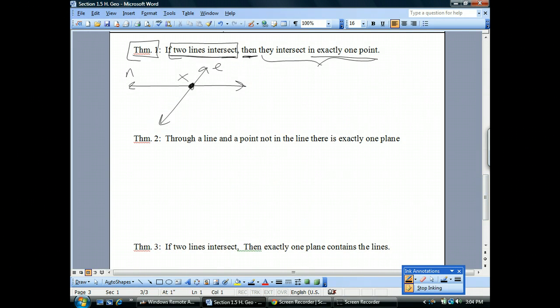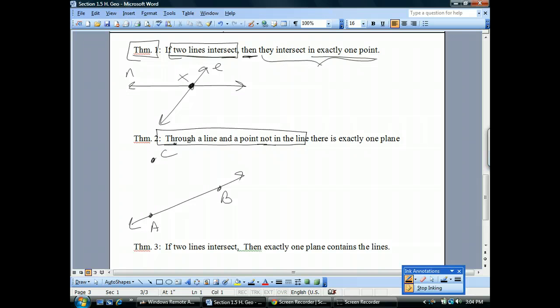Okay? Theorem 2. Through a line and a point not in the line, there's exactly one plane. Okay, so here's the situation. I have a line, but to have a line, I have to have at least 2 points. So I have point A and point B. And through a point not on or in the line, so let's put a point C up here. Okay, so that's my condition. Through a line and a point not in the line.